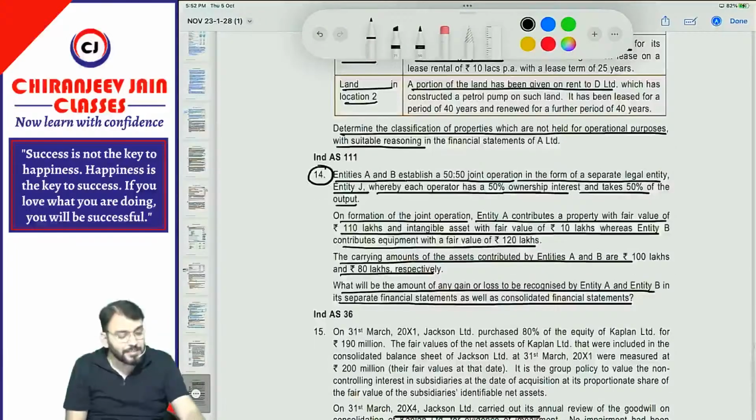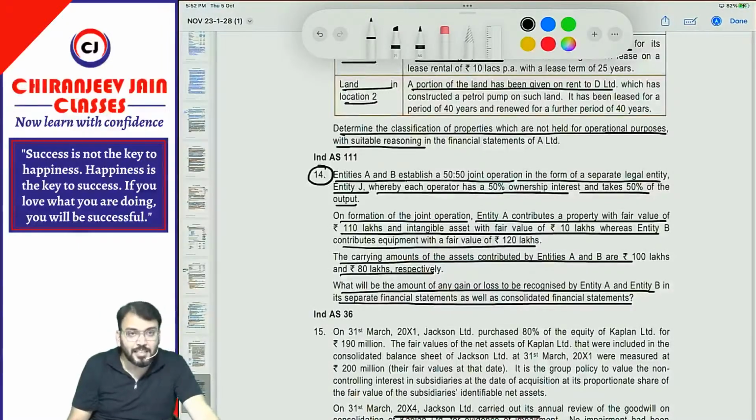Now, what Ind AS 111 says is that whenever any asset has been contributed by a joint operator to a joint operation, it is nothing but carrying on a transaction with another party. It means it is doing a transaction not with the joint operation, it is doing a transaction with another party. In that case, the joint operators recognize gain or loss resulting from such a transaction only to the extent of other parties' interest. Means they should recognize gain or loss only to the extent of other parties' shares. Understood now? This is the concept.